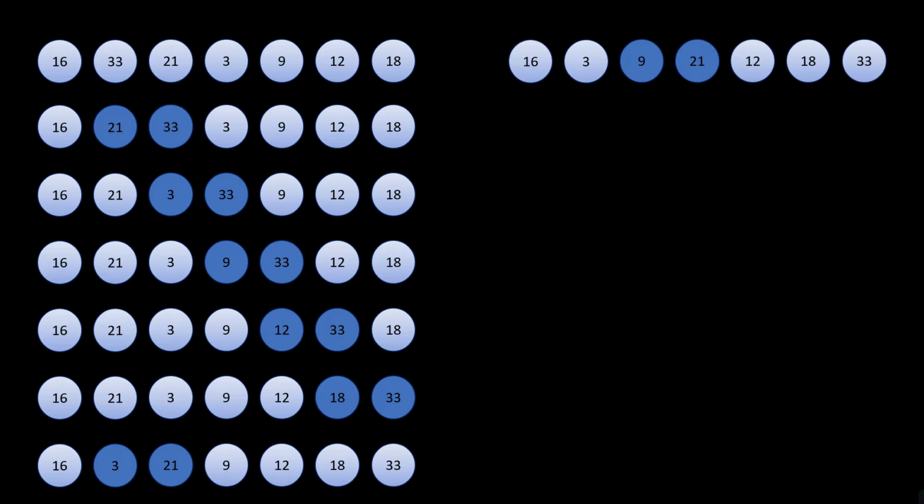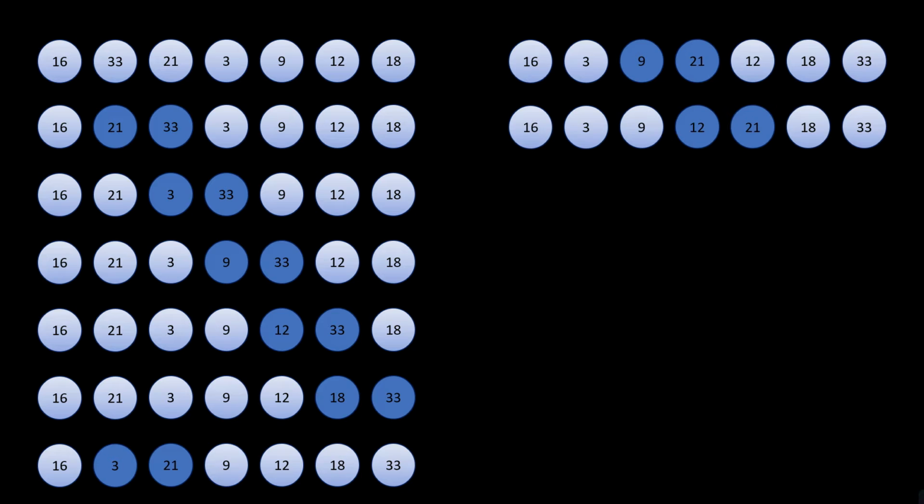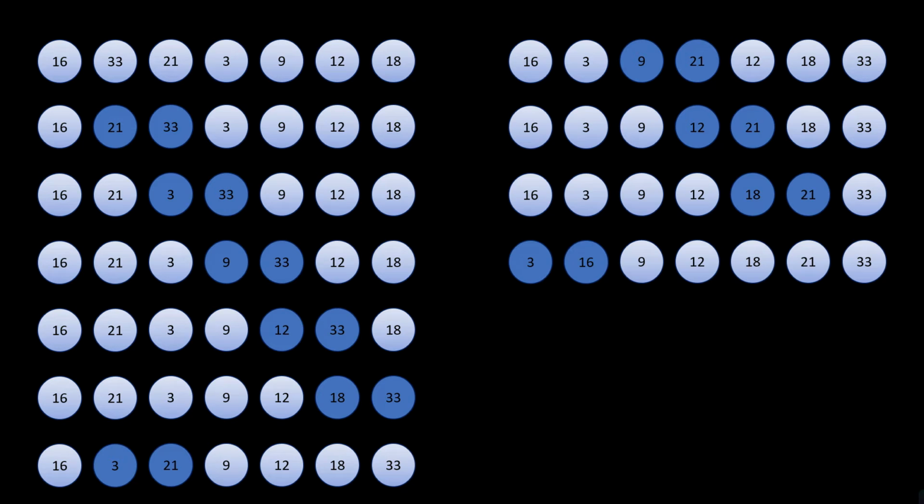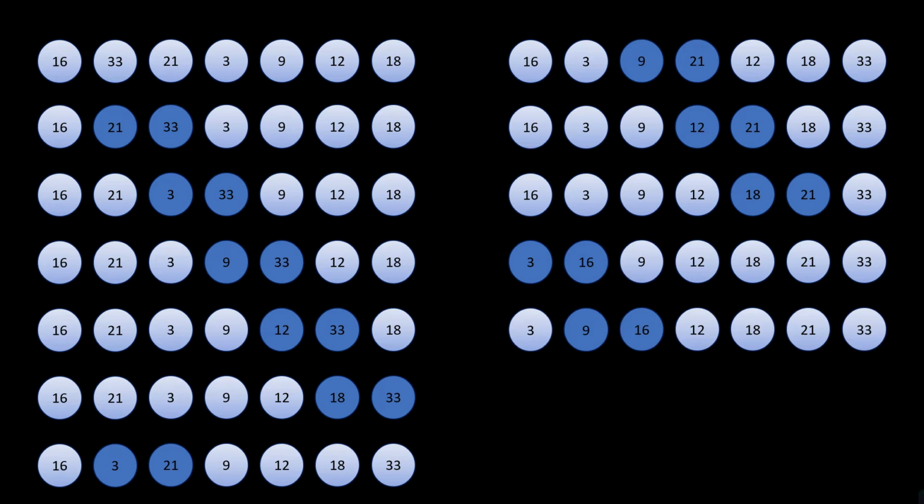Then it's going to start all over, check 16 with 21. And since 21 is bigger than 16, it's going to check with 3 and then swap. And then it's going to continue doing this all the way till 21 gets to its position. Starts all over, wash and repeat until all the numbers are in order.